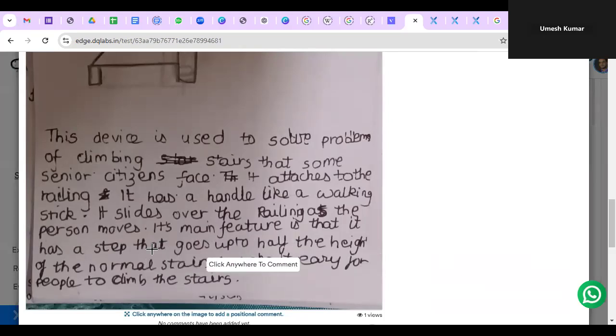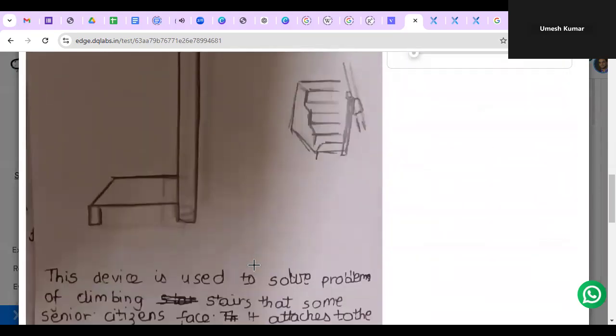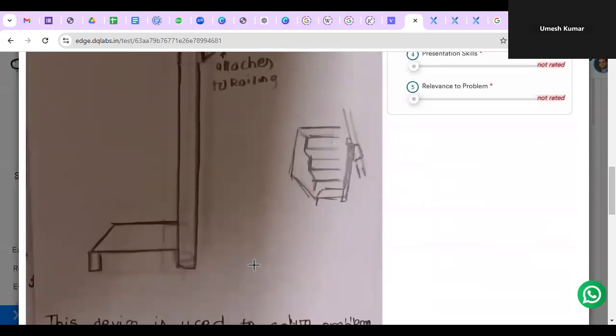Its main feature is that it has a step that goes up to half the height of the normal stairs to make it easy for people to climb the stairs. So you're saying, Vaibhavi, this is a half step, is it? Yes, sir. So you're reducing the height of the tread. Yes. So for the senior citizen, it will be easier to raise the leg.